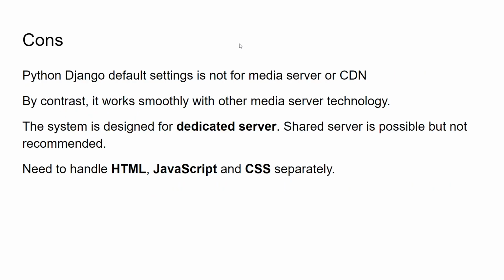Okay. So Python Django, however, has cons, the disadvantages. The Python Django default setting is not for a media server or CDN. So if you want a media server, maybe you need to use another solution or modify Python Django. You may have another web server to do the media server if you want to. The system is designed for a dedicated server, but if you want to share the server with Python Django and something else, it's possible but not recommended.